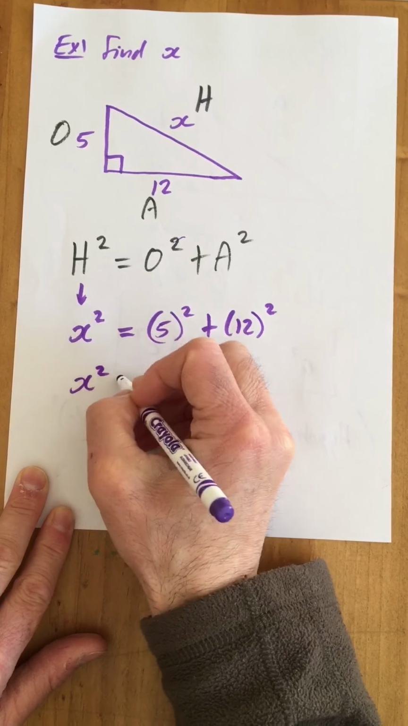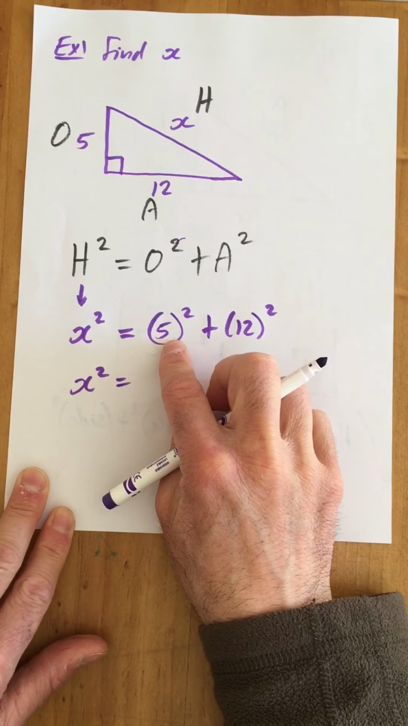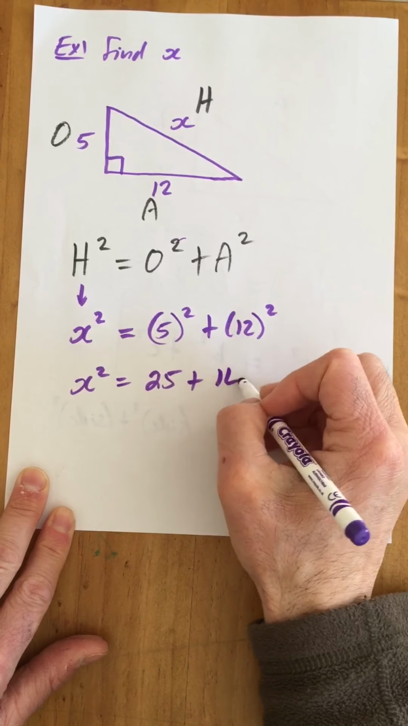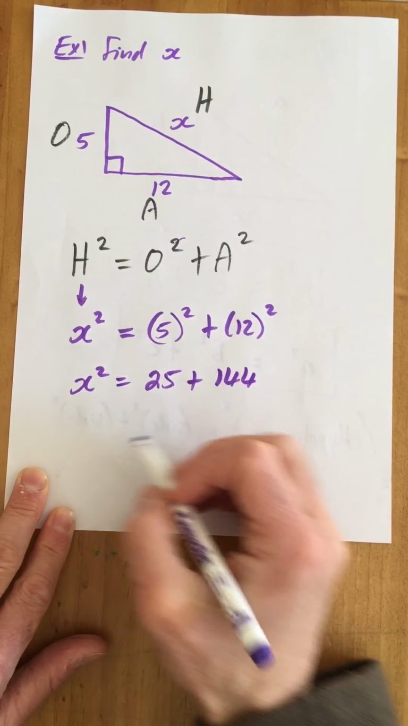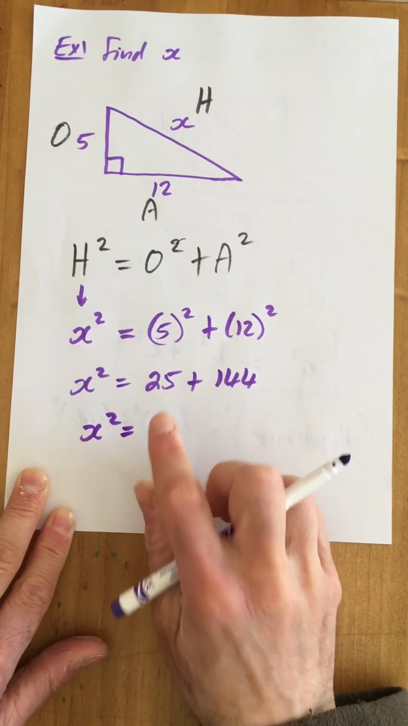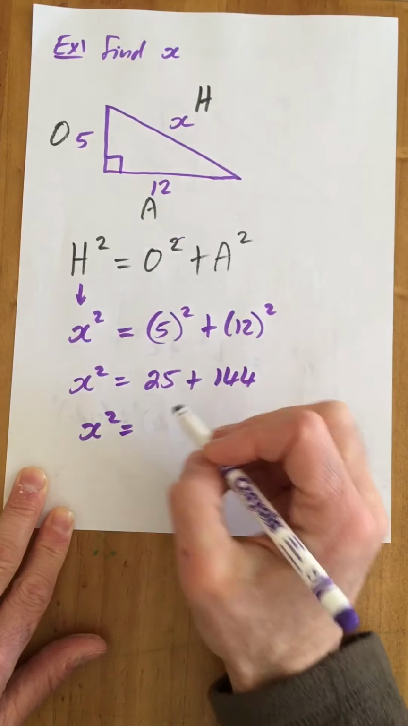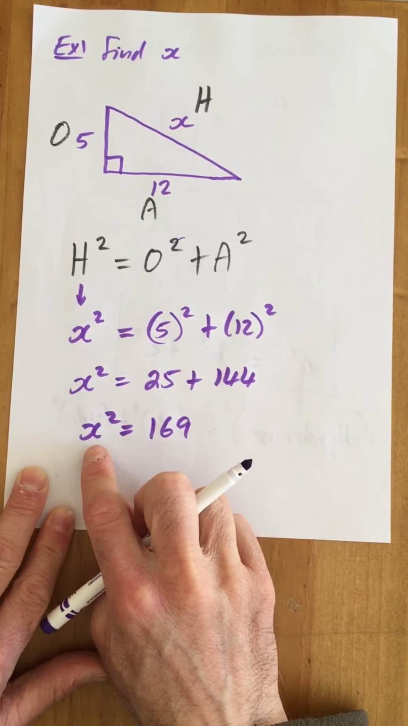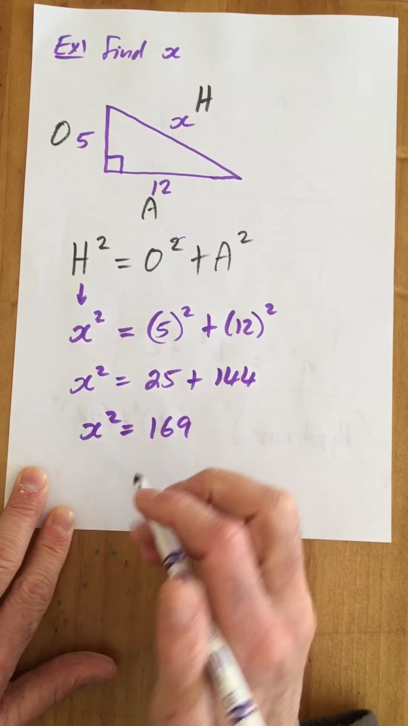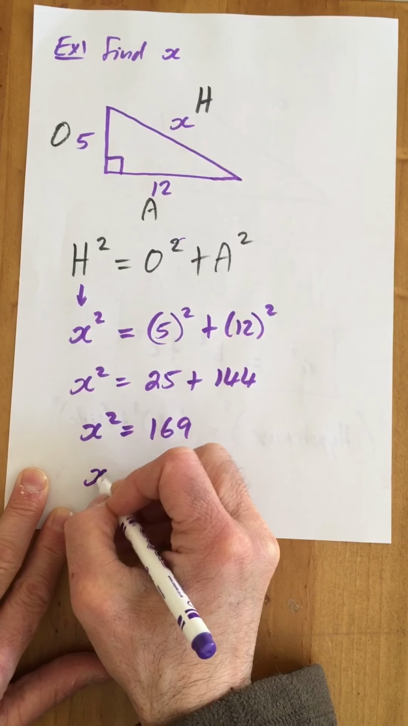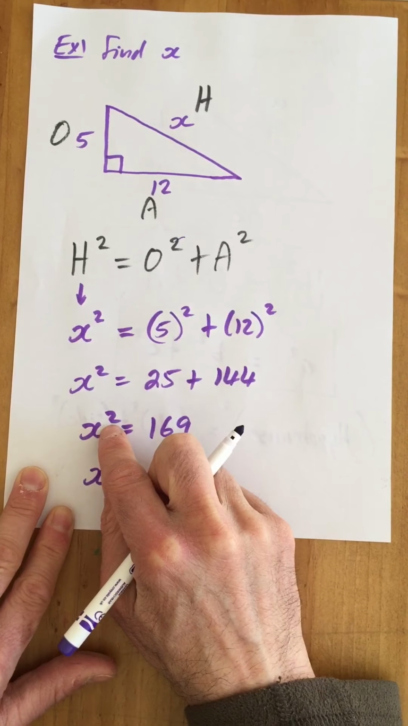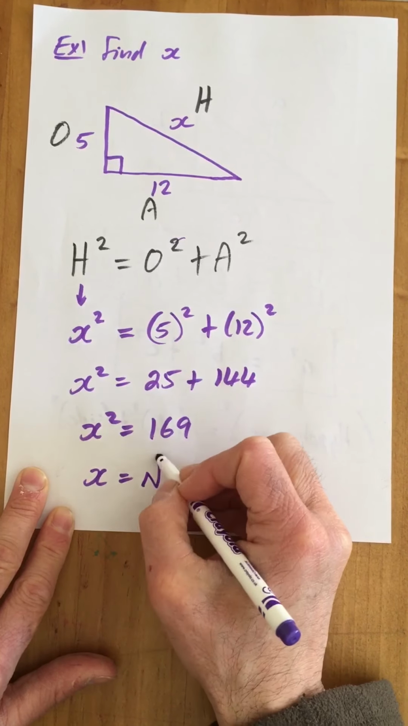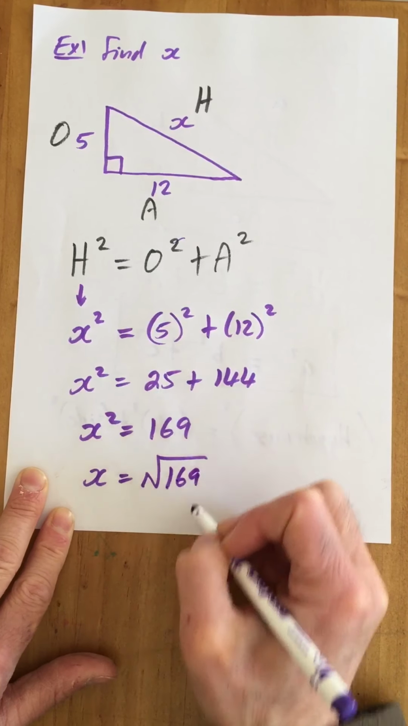So I go x squared equals, and I use my calculator, 5 squared would be 25, 12 squared is 144. Then I say x squared is equal to, well, 25 plus 144 is 169. So now I've discovered that my x squared is 169, but I don't want x squared, I want to find x. And how we get rid of a square in maths is the opposite of squaring is getting the square root. So we get the square root of 169.